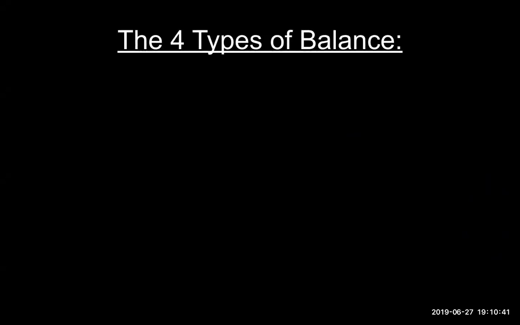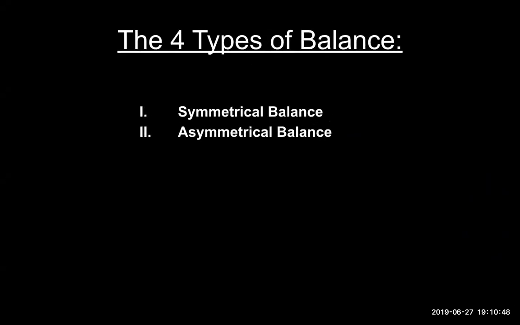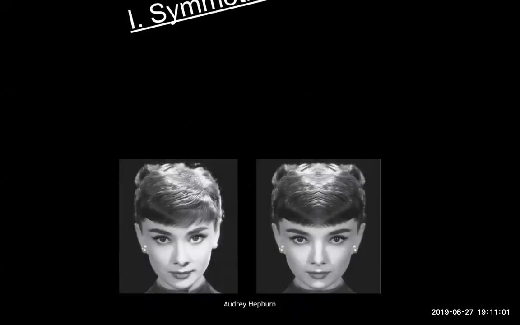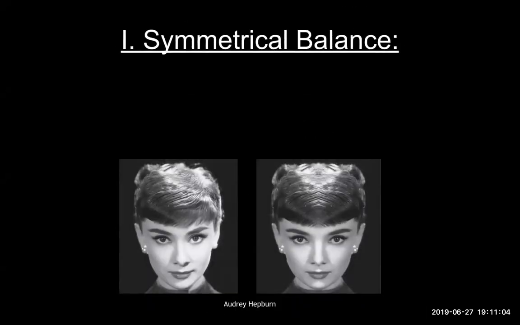There's basically 4 types of balance that we use in composition. There's symmetrical balance, asymmetrical balance, radial balance, and crystallographic balance, or all over pattern. So we're going to just go through and take a look at these 4 types of balance. So the one that the human viewer likes a lot is symmetrical balance. I'm going to turn to the description of this.